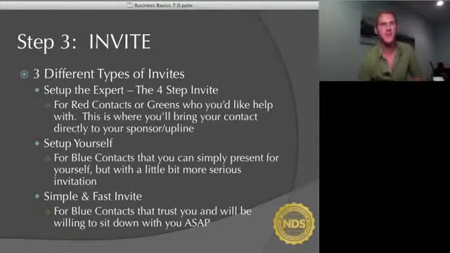So we say there's 3 different types of invites, okay? There's the set up the expert invite, which is considered to be the 4-step invite. Now there's the set up yourself invite, and then there's the simple and fast invite. Now the examples I've given you so far are the simple and fast invite, okay? So just getting it done, working on a project, really excited about it, working with some people I've got a lot of respect for, some great friends. I really want to sit down with you and chat with you about it. Okay, that's the simple and fast invite. That's for the people that trust you and are willing to sit down with you as soon as possible.